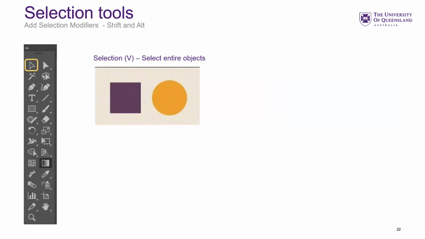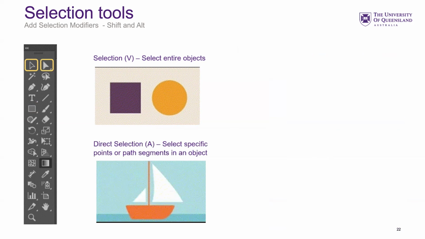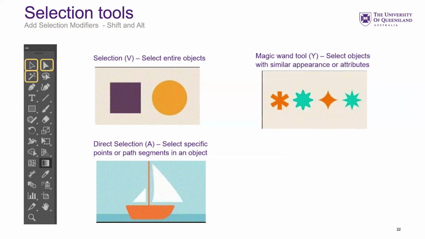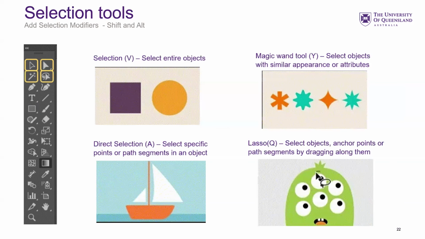There's a range of different selection tools. The standard selection tool selects the entire object. The direct select tool allows you to select individual anchor points on an object, so you can change the shape of the objects. If you create a square or a circle, you can grab an individual anchor point and drag that out and change the shape of it. Magic Wand allows you to select similar objects with similar attributes. The Lasso tool allows you to freehand draw and select all the objects within that space.